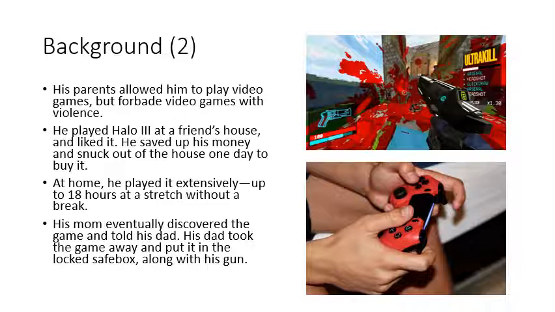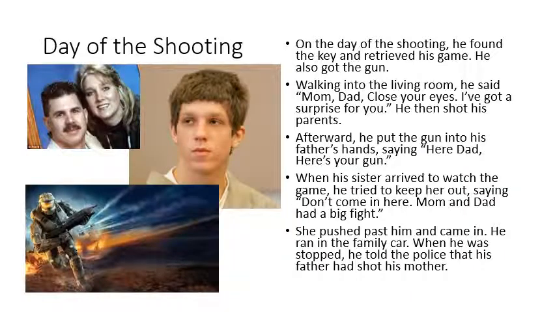His mom eventually discovered the game and told his dad. His dad took the game away and put it in the locked safe box, which also was where his gun was stored. On the day of the shooting, Daniel had found the key and retrieved his game. So he went to get his game out of the lockbox, and he also got the gun. Walking into the living room, he said, "Mom, Dad, close your eyes, I've got a surprise for you," and he shot his parents. His dad reported at the trial that he had expected it to be something pleasant, a nice surprise.